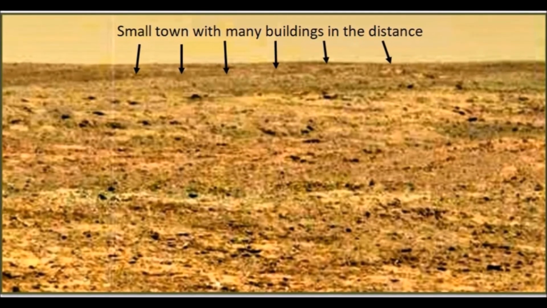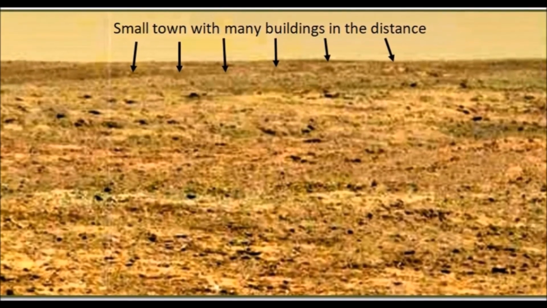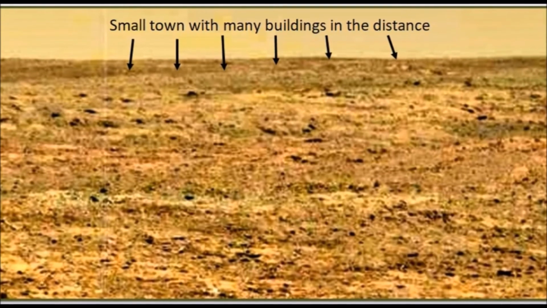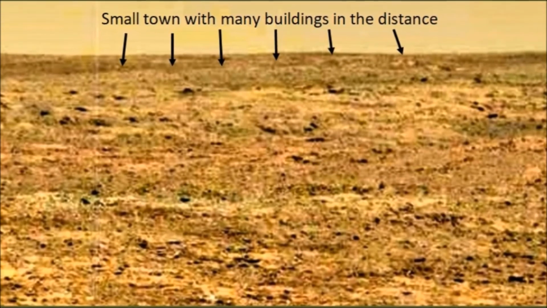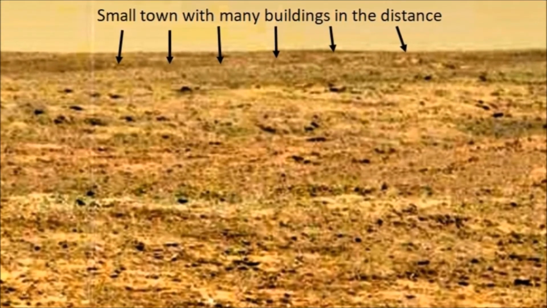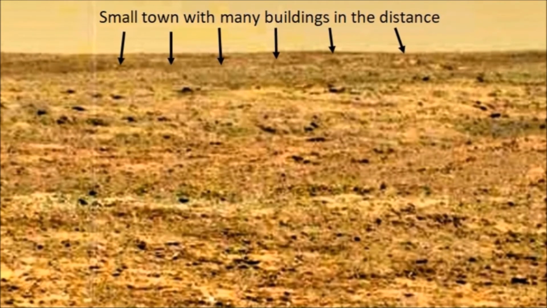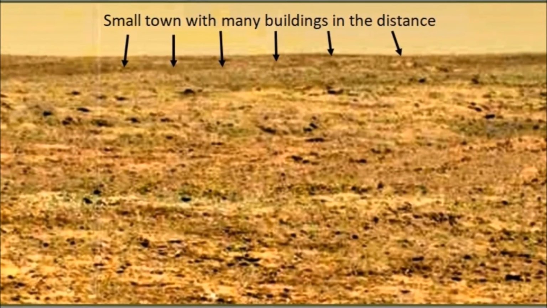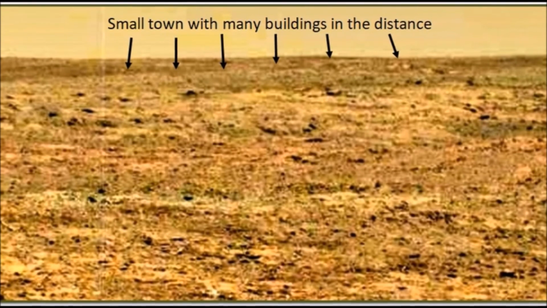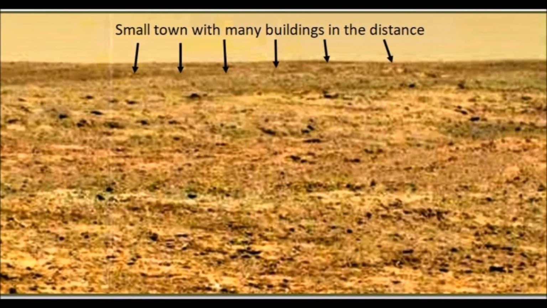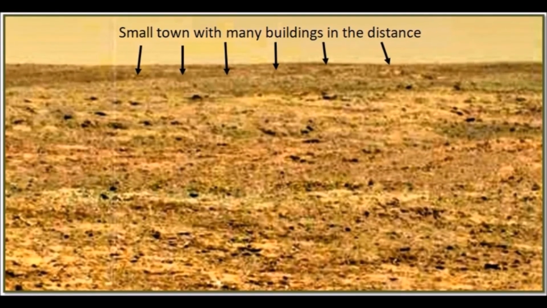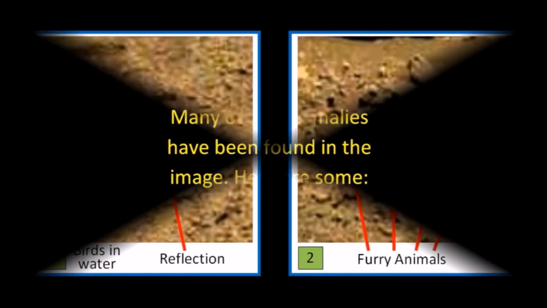And then right at the back we have a wall, and behind the wall is what I think is a small town with a lot of buildings. Fortunately, the one on the right seems to have its top painted off. There are many other anomalies, so I'd like to list all them now and just show you what I've found.